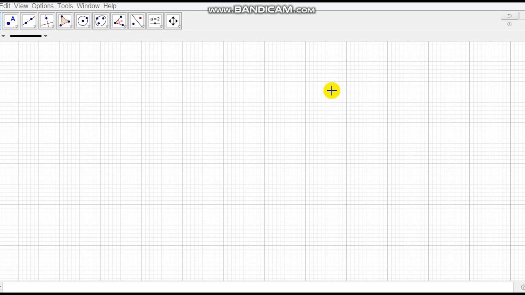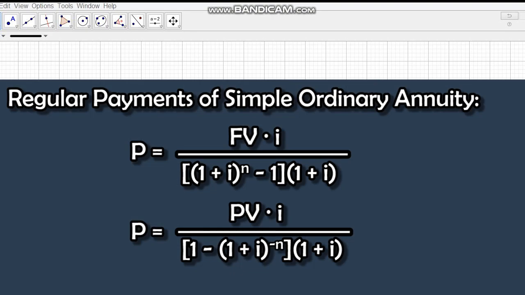In the regular payments of a simple annuity due, it is similar to the previous formulas. It's just that we're going to add 1 plus I on the denominator. So, the regular payment of a simple annuity due is represented as P, the periodic payment, is equal to future value times I all over the quantity (1 plus I) raised to n minus 1, multiplied by 1 plus I. And if the present value is given, P is equal to present value times I all over the quantity 1 minus the quantity (1 plus I) raised to negative n, and multiply that with 1 plus I.